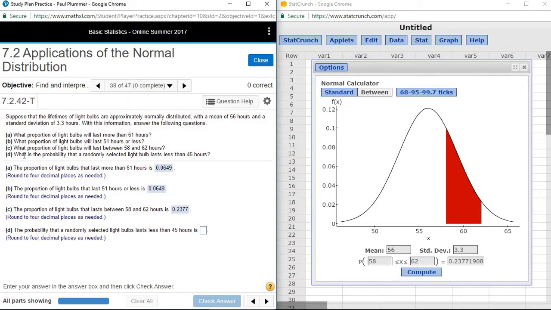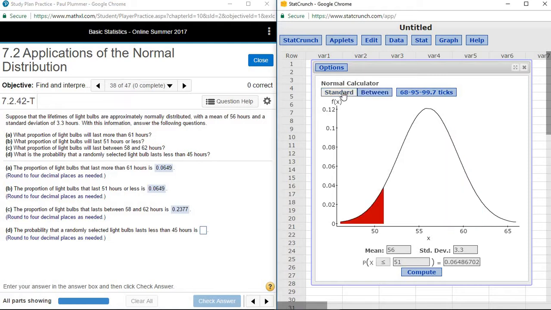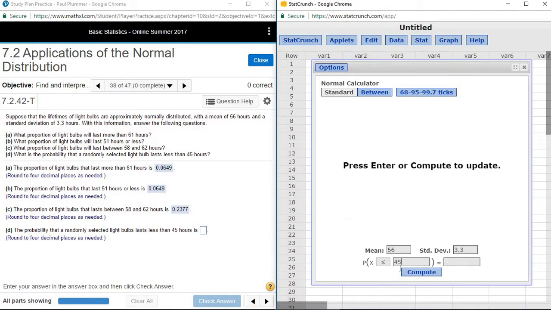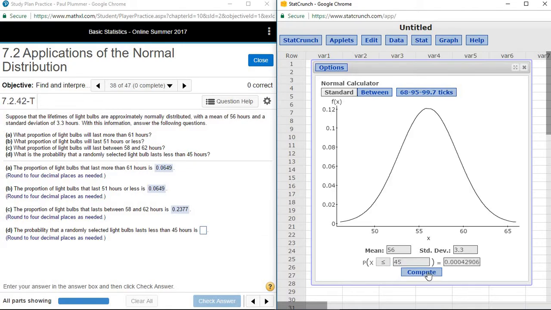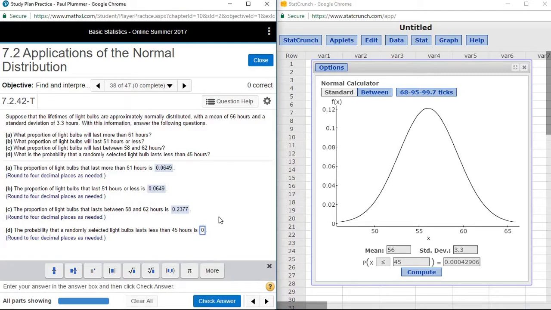The last question asks, again a little bit differently, what is the probability that a randomly selected bulb lasts less than 45 hours? Because it's a less than problem, what we call a one-tailed problem, we go back to the standard setting, it's set to less than, and then 45. So the answer would be 0.0004.